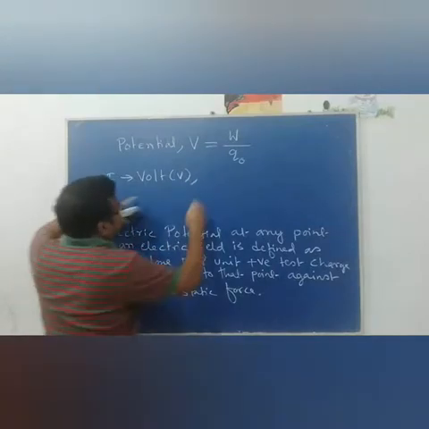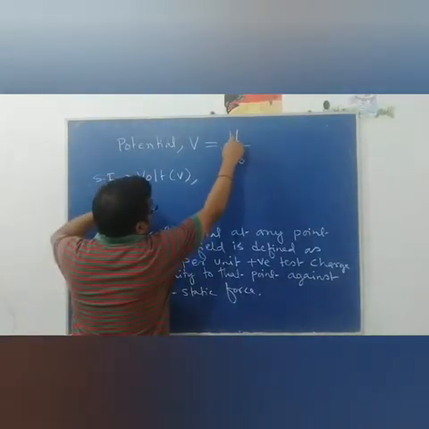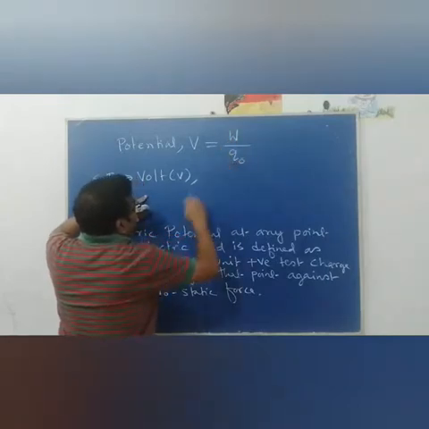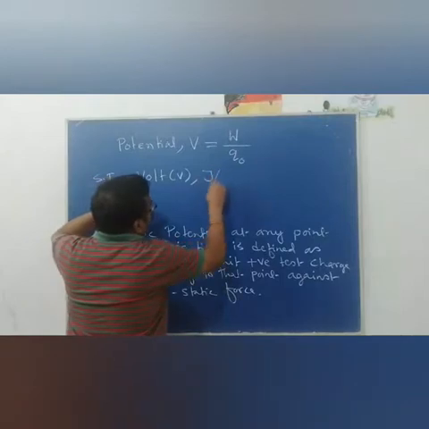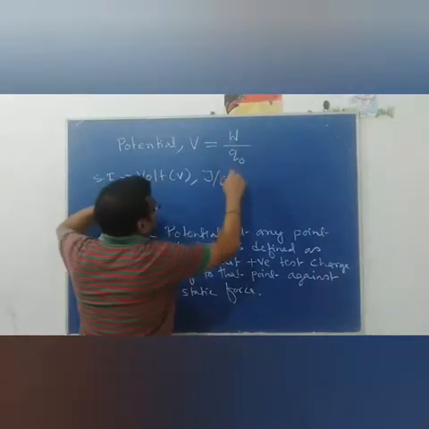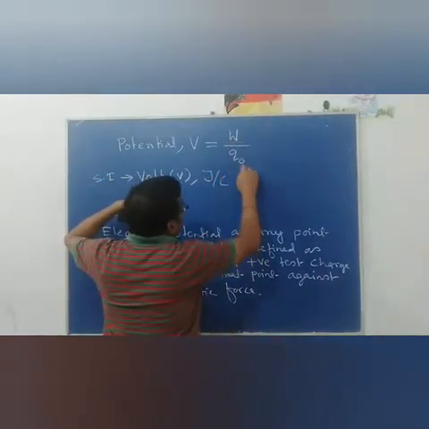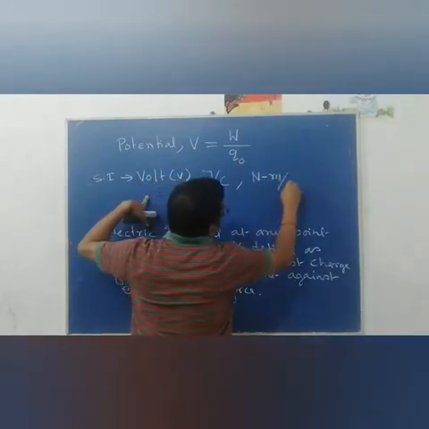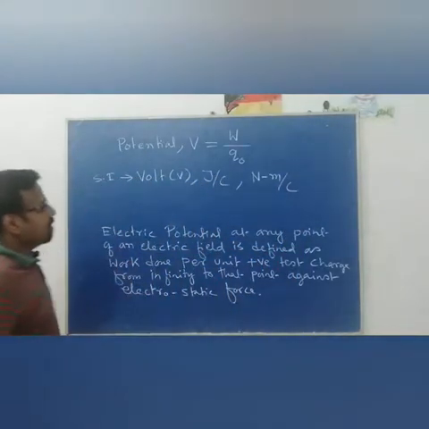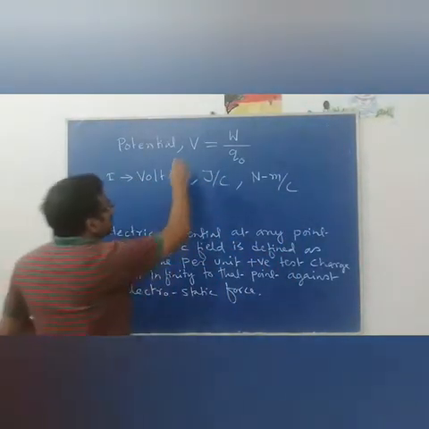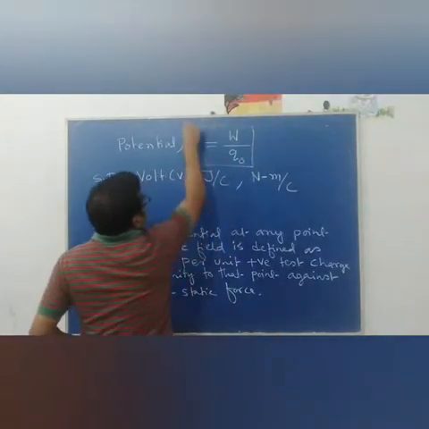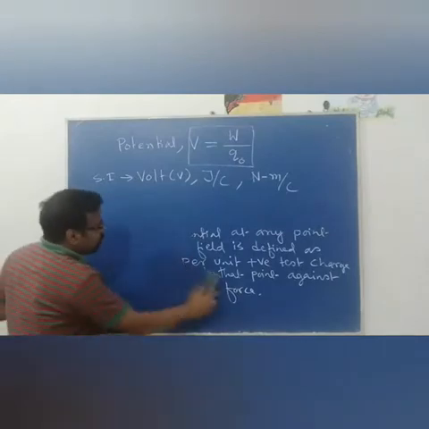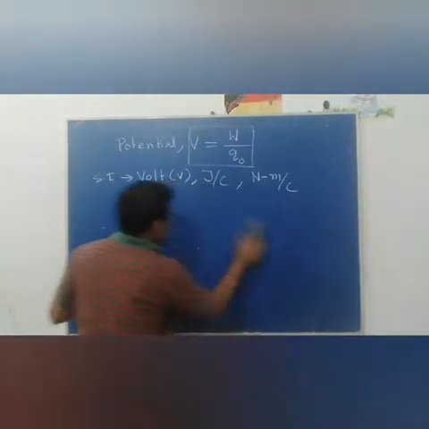Also, you can write numerator is W, denominator is Q. So it can be written as joule per coulomb. Again, work means force into displacement, and denominator is Q, so it can be written as Newton meter per coulomb. So these are the units. So remember this formula for numerical questions. Next topic, potential difference.